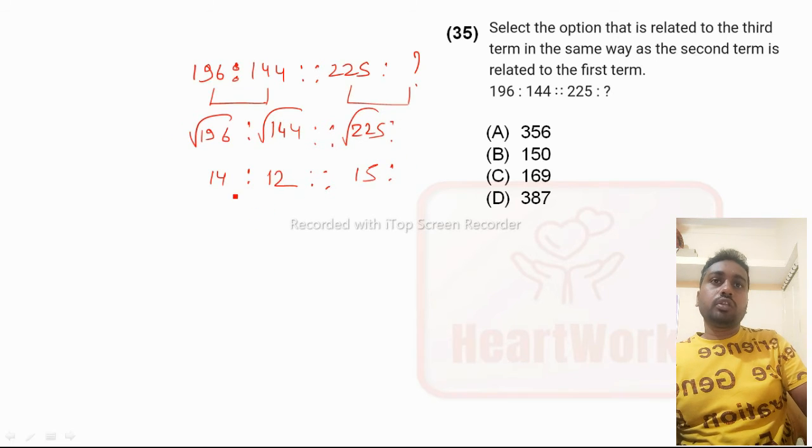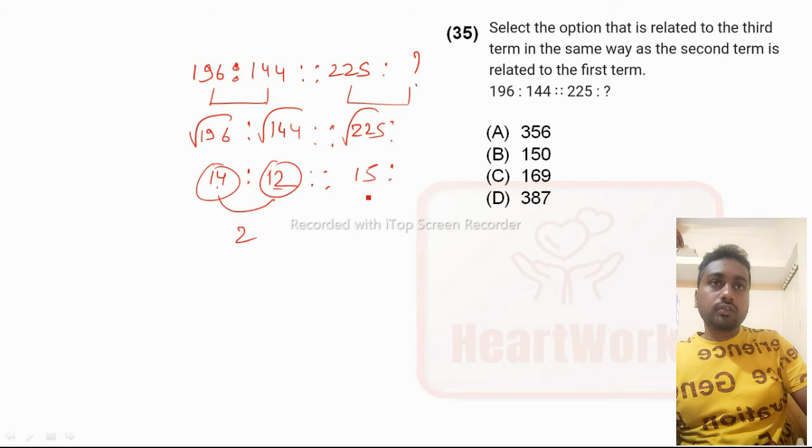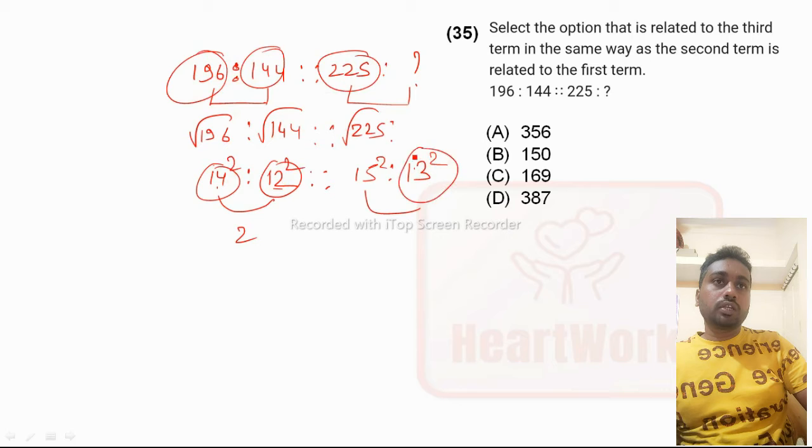Now what you need to do? If you see this relation, there is a gap of 2: this is 14 and this is 12, so 14 minus 2 is 12. Likewise, you have to do 15 minus 2, so it will come 13. So it should be 13 square, because 15 square is 225, 12 square is 144 and 14 square is 196. So it should be 13 square. So 13 square is how much? 169. Option C is the right answer.